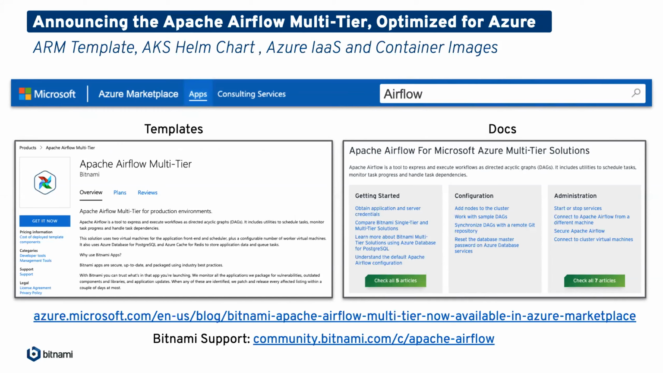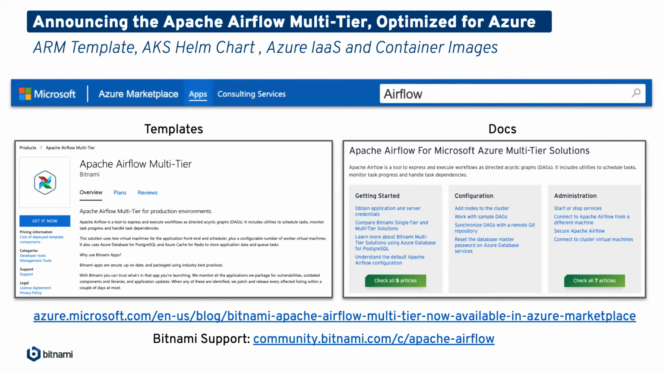The best way to get access to this is to go to the Azure Marketplace and just search for Airflow. The Bitnami one is going to come back on top. You can also just search Airflow from portal.azure.com, and you're going to see the Apache Airflow Multi-Tier from Bitnami there as well. What you're going to do is grab the template from the marketplace, and launch that through the Azure portal.